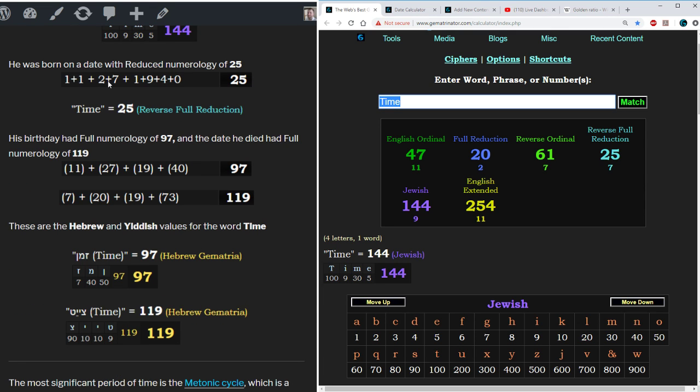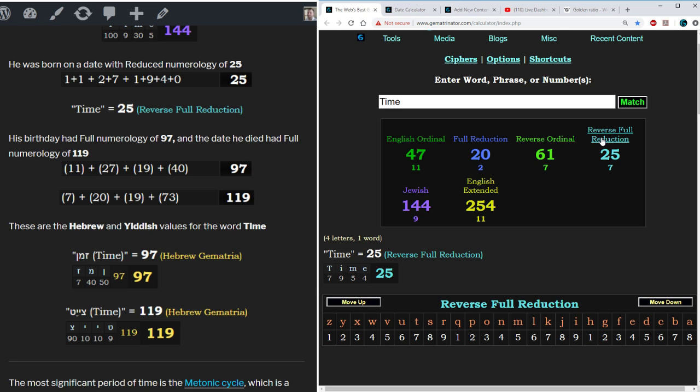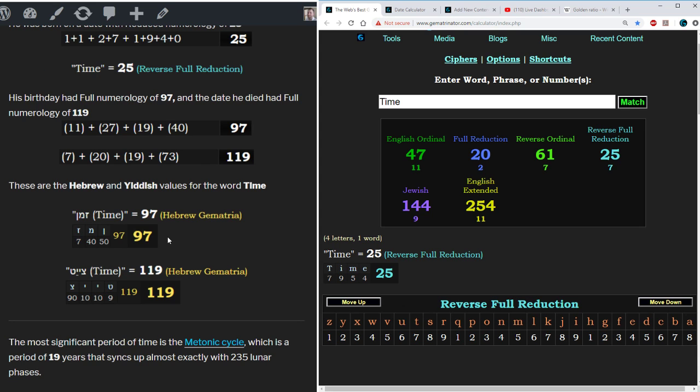Bruce Lee was born on a date with reduced numerology of 25. The word time in the reverse reduction method equals 25. But check out the full numerology of the dates that he died, as well as the date that he was born. He was born 11 plus 27 plus 19 plus 40 equals 97. And he died 7 plus 20 plus 19 plus 73, which equals 119. And in Hebrew, time equals 97. And in Yiddish, which also uses Hebrew characters, the word for time equals 119.